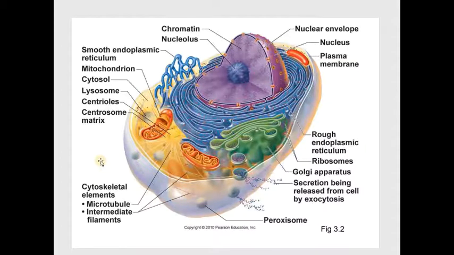Okay. Here is a generalized photo of a cell. So on the outside, we've got the plasma membrane. On the inside, we have a giant enclosed ball that we call the nucleus. It's enclosed by the nuclear envelope.